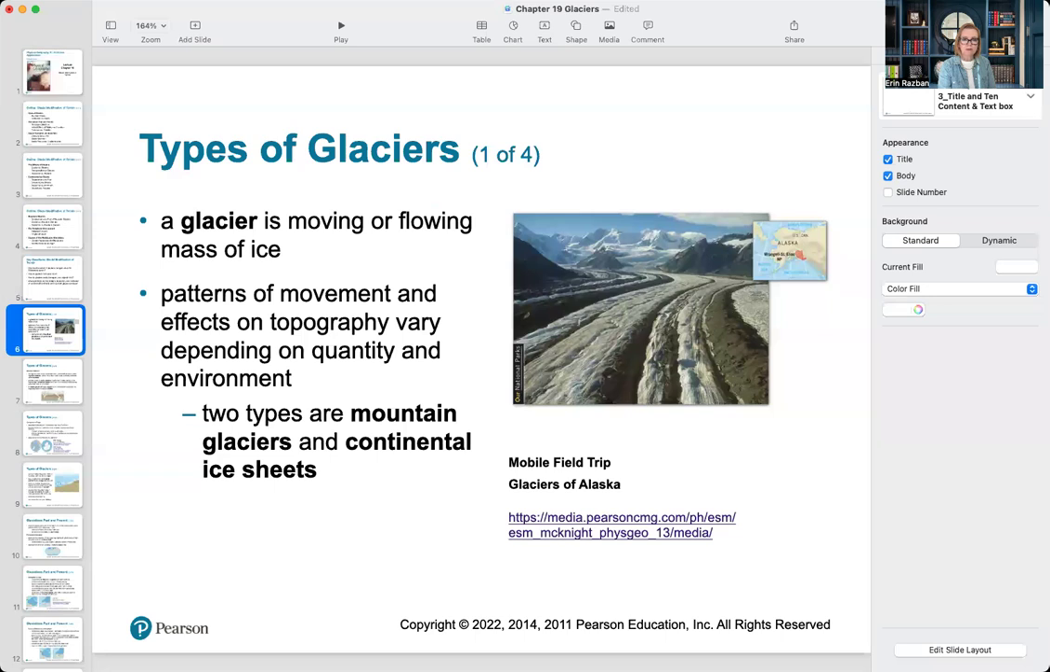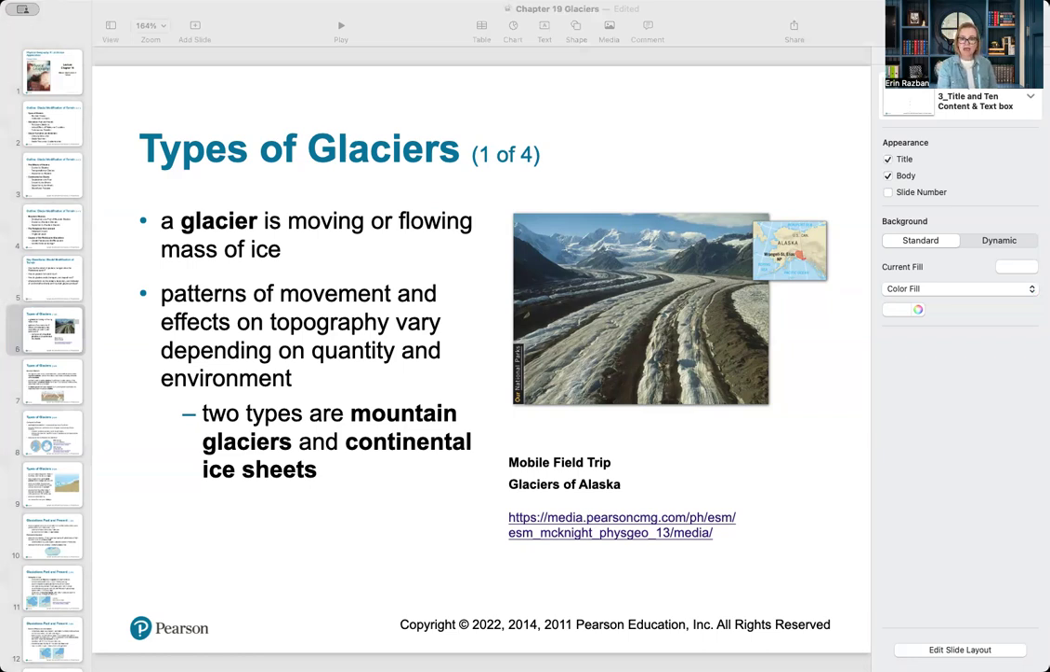Let me get my slide up here. Okay, excellent.